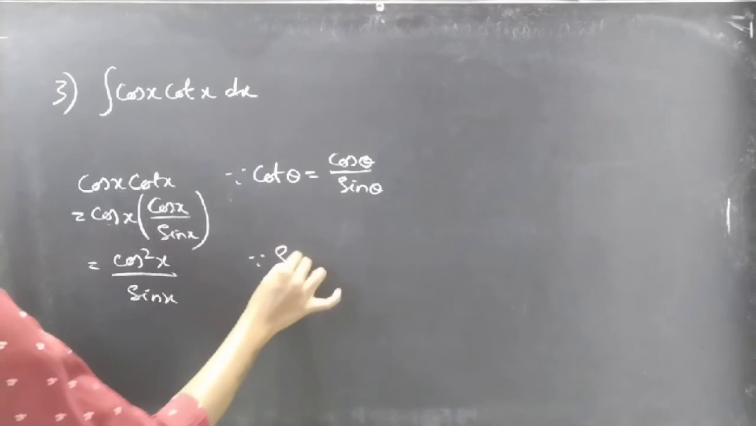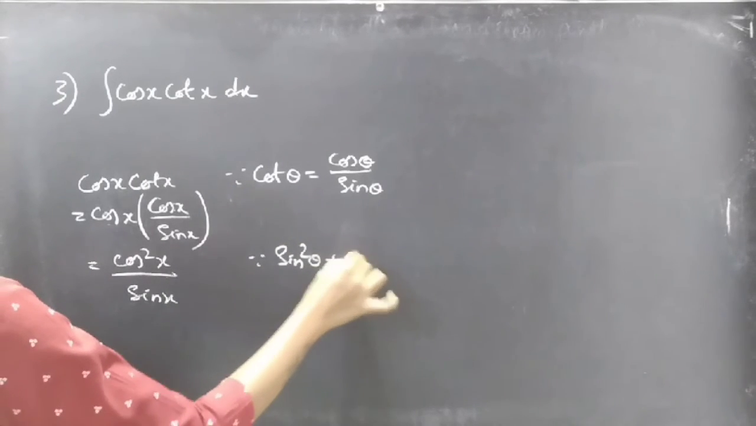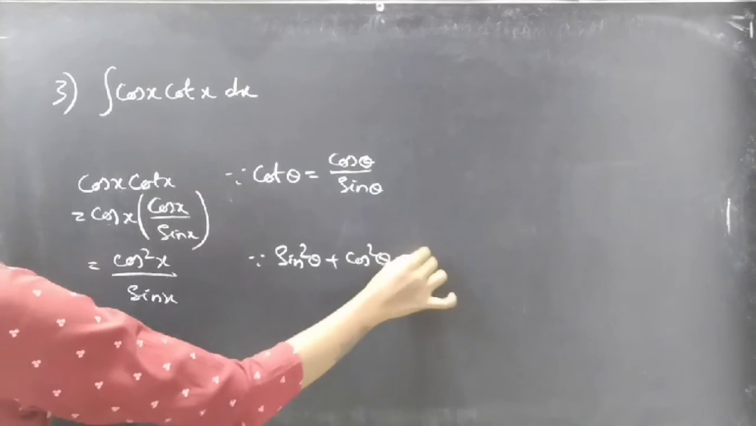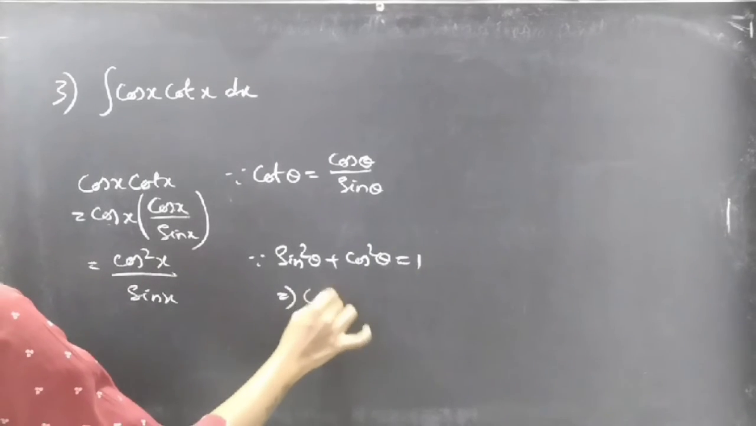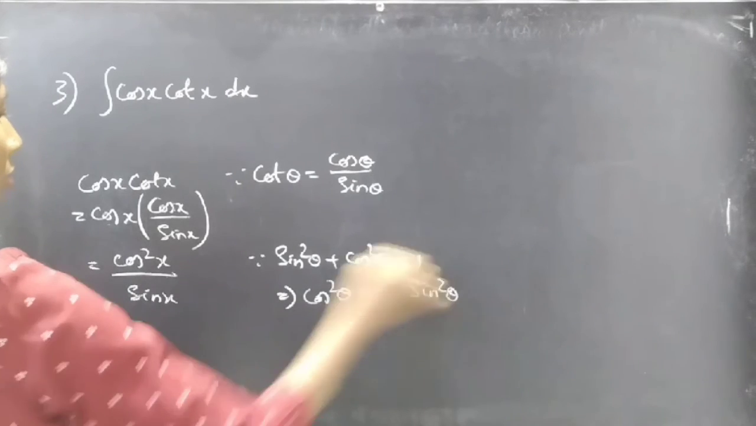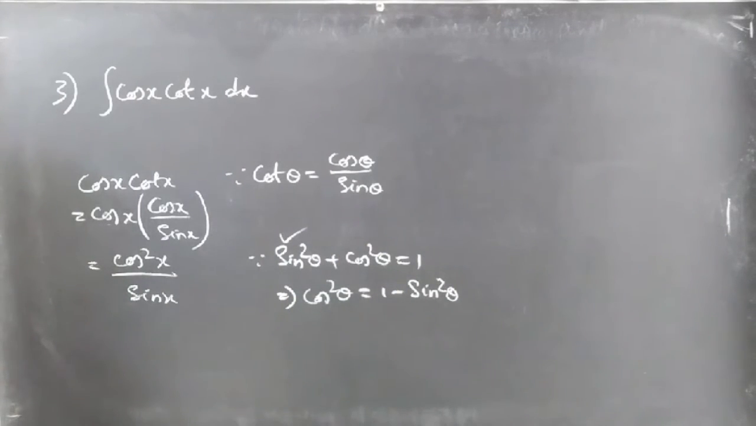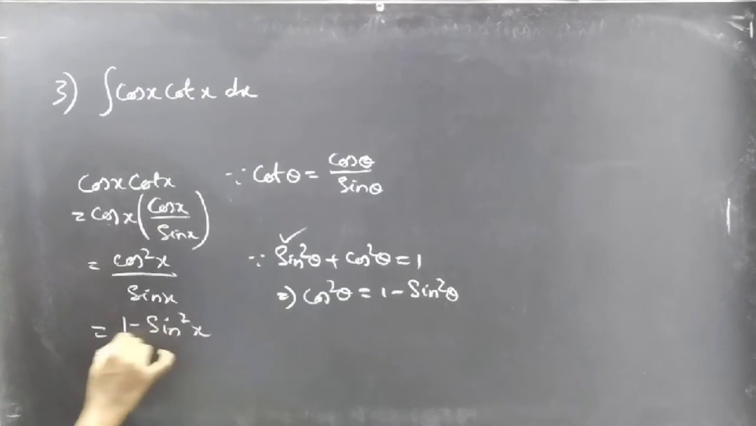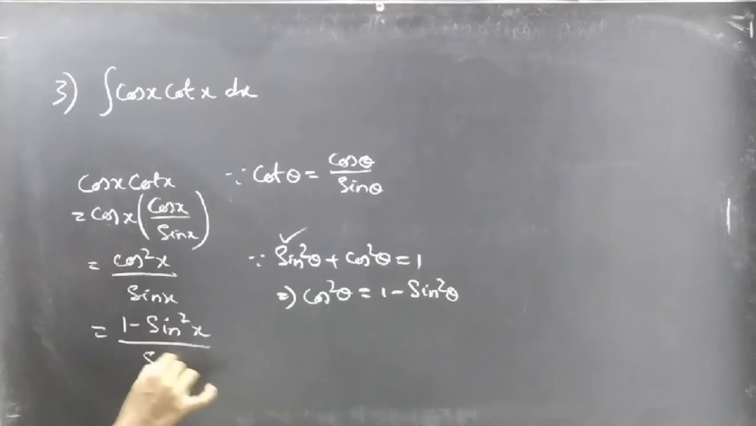Since we know that sin square theta plus cos square theta equal to 1, we'll take sin square theta to the RHS, then we'll get cos square theta equal to 1 minus sin square theta. Now just replace this cos square x with 1 minus sin square x. You'll get 1 minus sin square x by sin x.